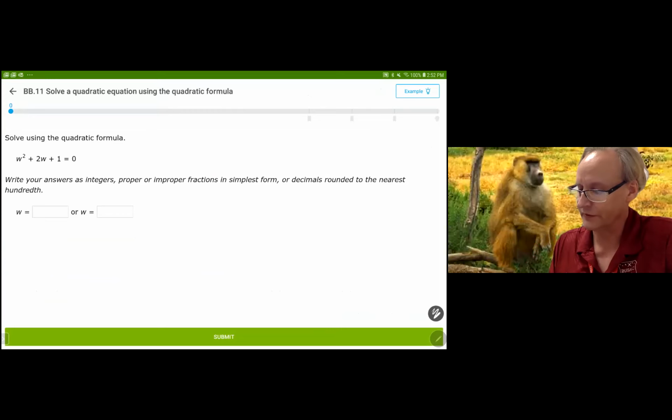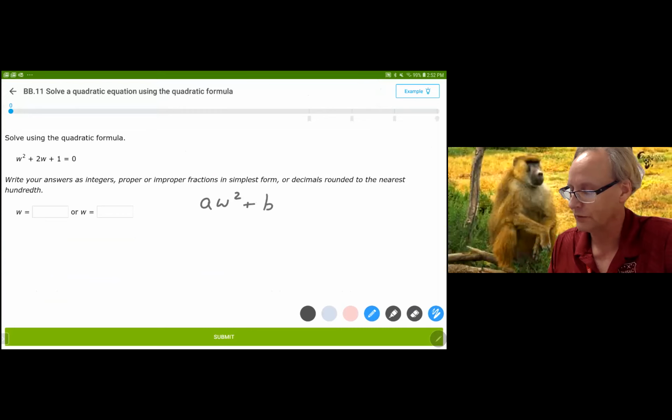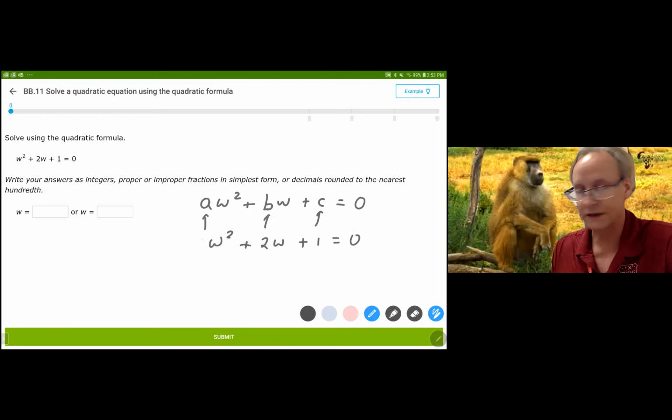So remember what the quadratic formula says. If we have a standard form quadratic in the form A, in this case, W squared, plus BW plus C equals 0. We usually use the X's, but W's work just as well, where A, B, and C are the coefficients in the terms, then we have W squared plus 2W plus 1 equals 0. In this case, there is a 1 in front of that W squared, even though you don't see it. So A is 1, B is 2, and C is 1.